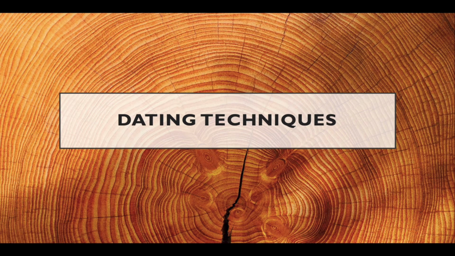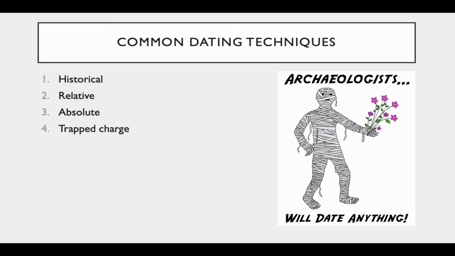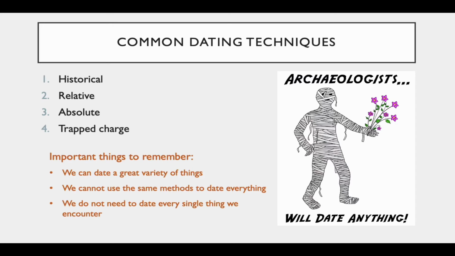Now let's talk about how archaeologists date different objects. There are 4 common dating techniques within archaeology that we're going to talk about in this lecture. But before we get started, some important things to remember are that we can date a great many different types of things. We can't always use the same methods to date every object type or material type. And lastly, we do not need to date every single thing we find. So it's better and more economical, because some of these dating techniques are quite expensive, to target specific samples.